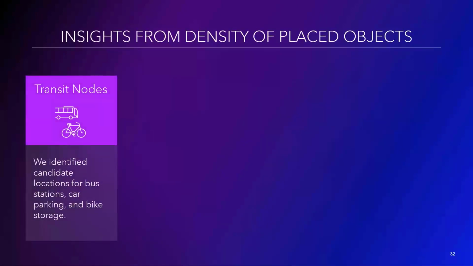This is a really meaningful exercise for planners because it provides a visual indication of where participants feel it's important to focus on. Density analysis is a great first analysis that takes us beyond looking at just our results on a map, which is often sticky dots or post-it notes. For transit nodes, density analysis helps us identify potential locations for things like bus stations or car parking.